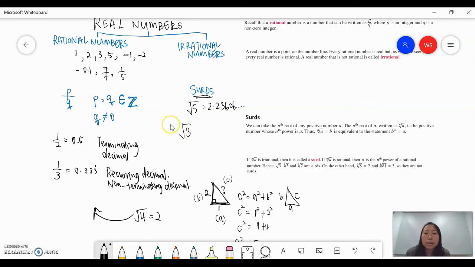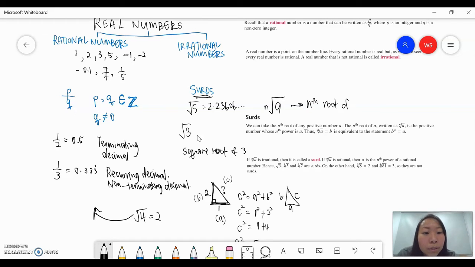Okay, so we have that same example of square root of 3 there. What this means is when you have square root of 3, we will just read this as square root of 3. Let's say, if we were to put it in more abstract terms, if we have square root or n root of a, in simple English terms this is just the nth root of a.